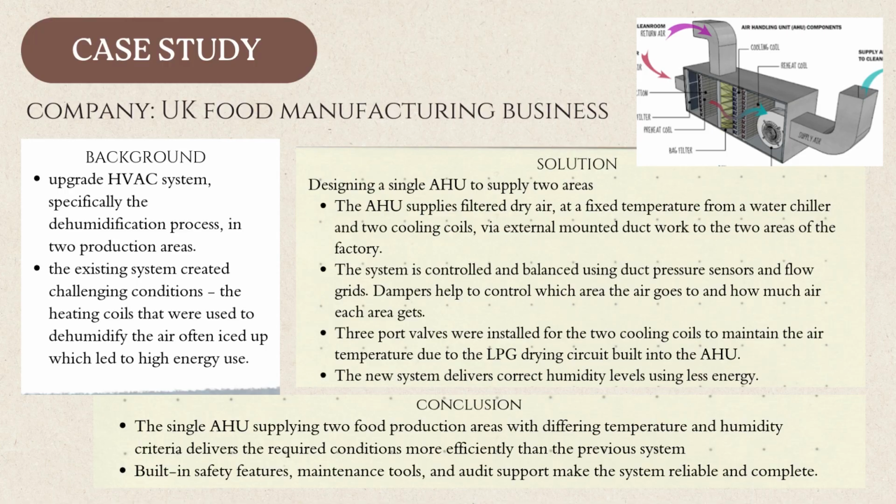So the conclusion is the single air handling unit supplying two food production areas with different temperature and humidity criteria delivers the required conditions more efficiently than the previous system. So built-in safety features, maintenance tools, audit support make the system more reliable and complete.